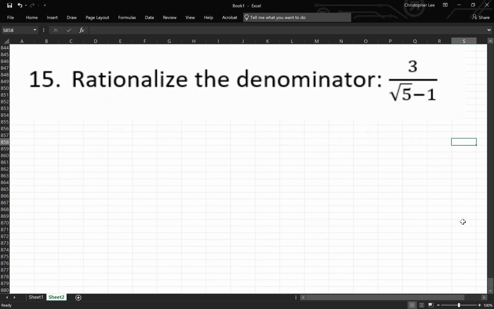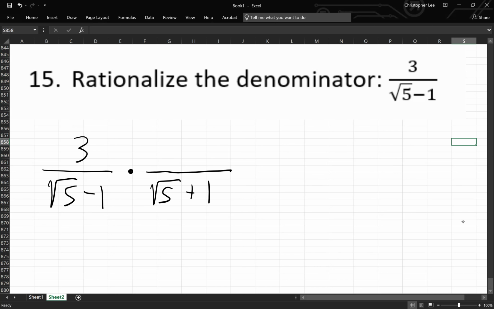This question is not so bad. So I want to rationalize the denominator here. Remember, it's illegal for me to have radicals in my denominator, right? So in this case, I have 3 over square root 5 minus 1. How can I get rid of this radical in my denominator? Right, multiply by the conjugate, right? What is the conjugate here? Plus 1, right? So it's the same thing, but instead of the minus, you're going to have a plus. If this was a plus, I would have put a minus here, right? Conjugate means opposite, so opposite sign, right?